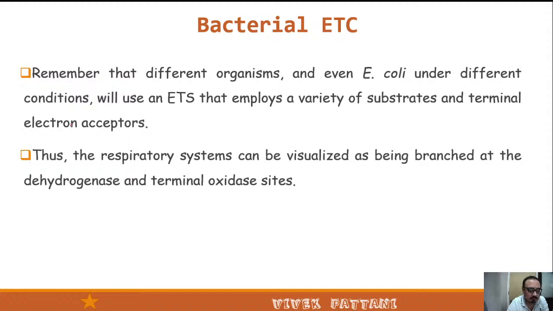So why is there a variety? It is because some of the bacteria are autotrophs, some of them are facultative anaerobes, some are pure aerobes, and some are obligate anaerobes. So there is a wide variety in the requirements of the bacteria, which leads to the use of different substrates and different terminal acceptors according to the need of the cell.